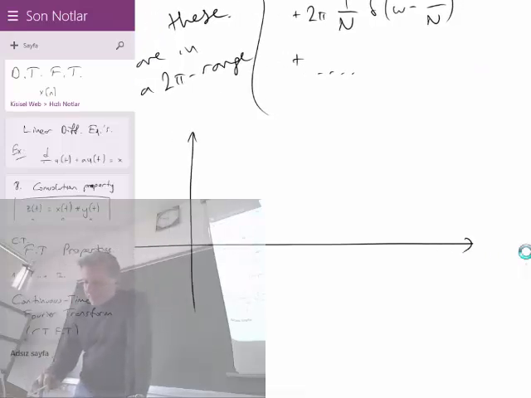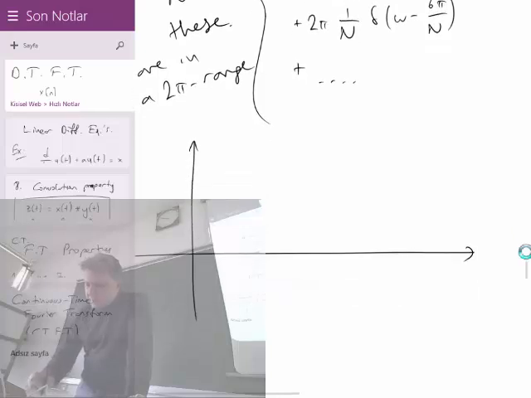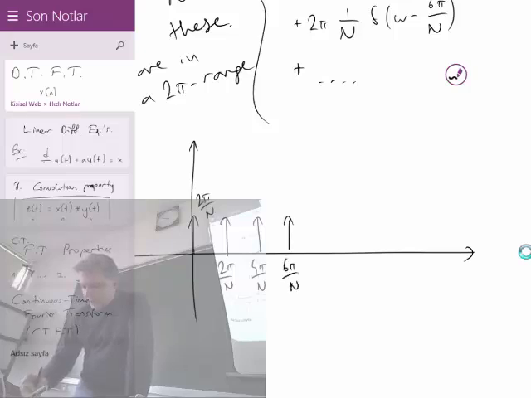It's like this. 2 pi over capital N is the magnitude of all the impulses. This magnitude is 2 pi over capital N. And the next one is separated by 2 pi over capital N. And then the next one is at twice of that, which is 4 pi over capital N. And then 6 pi over capital N. And it goes on like this.